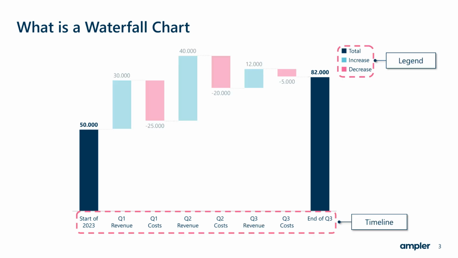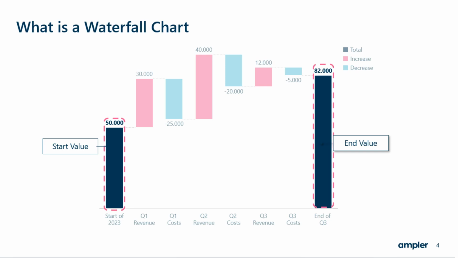As seen on the chart, the horizontal axis shows the individual components, and the vertical axis shows the magnitude of the changes. Remember to include a legend that indicates what the columns represent. A typical waterfall chart has a starting value and a final value. The chart illustrates how negative and positive changes lead from the starting value to the end value. The end value is the cumulative sum of all the changes.